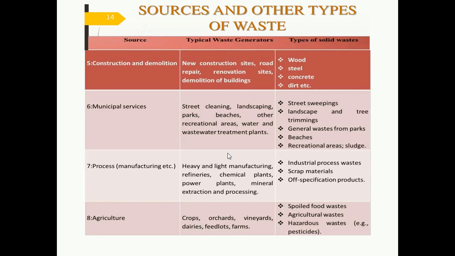Next, the eighth one is the agricultural source. Typical waste generators are crops, orchards, vineyards, dairies, feedlots, farms, etc. Types of solid waste in this agricultural source are spoiled food waste, agricultural waste, and hazardous waste, for example pesticides. Here the eighth one is the agricultural source, and the types are food waste, agricultural waste and hazardous waste.